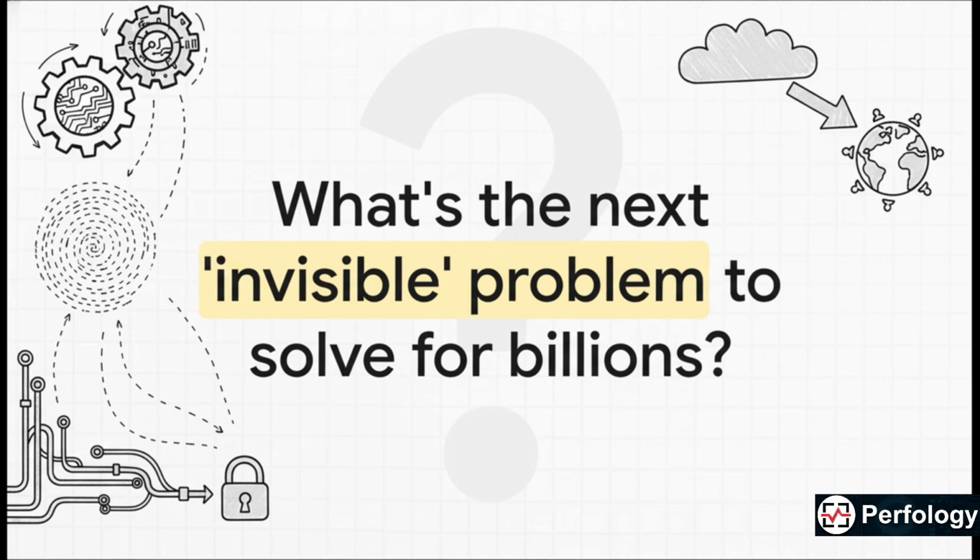And that leaves us with one final thought to chew on. As our digital and physical lives get more and more intertwined, and as we start building systems not just for millions, but for billions of users, what's the next great invisible problem that engineers are going to have to solve just to make everything feel simple?